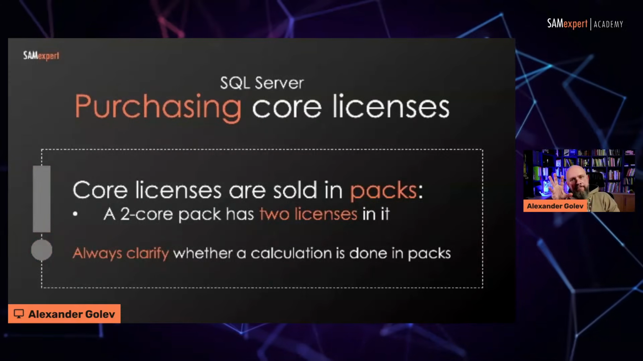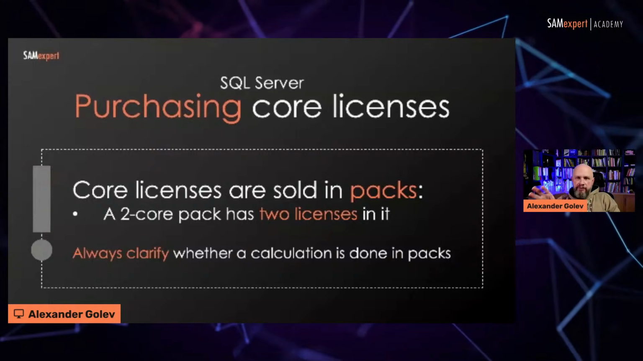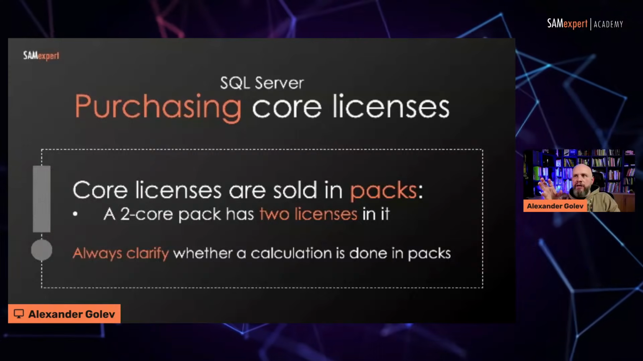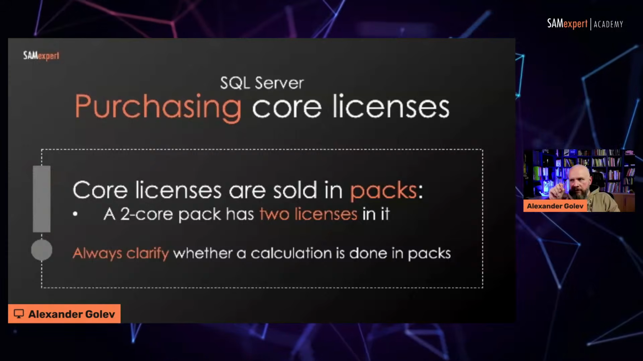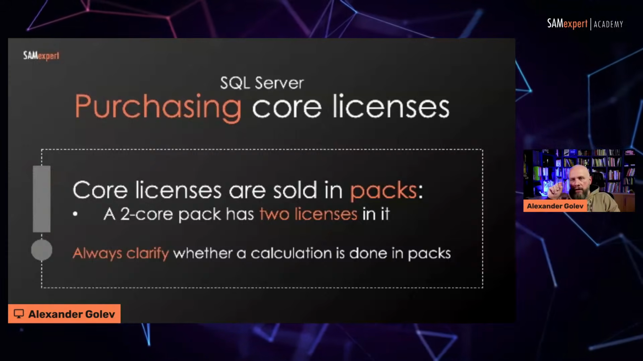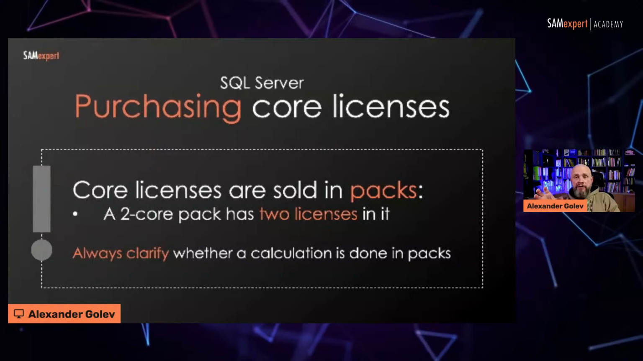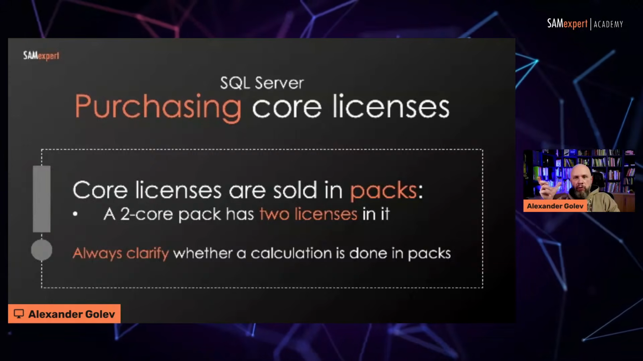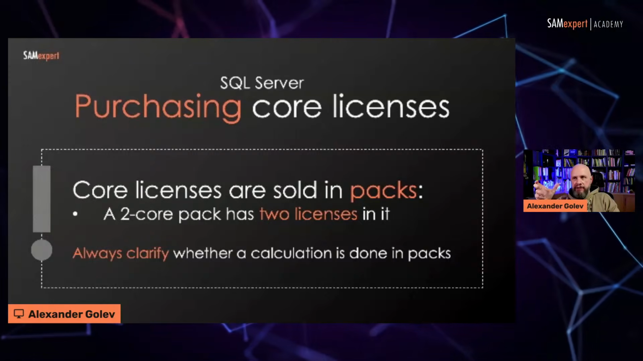Where it may immensely confuse you, and it confuses everyone, including my partner Daryl, is because licenses are sold in 2 core packs. So what you need to remember is a 2 core pack is a pack of 2 licenses. Simple as that. So you may not buy less. The smallest that you buy is a 2 core pack. It's a single pack containing 2 licenses.